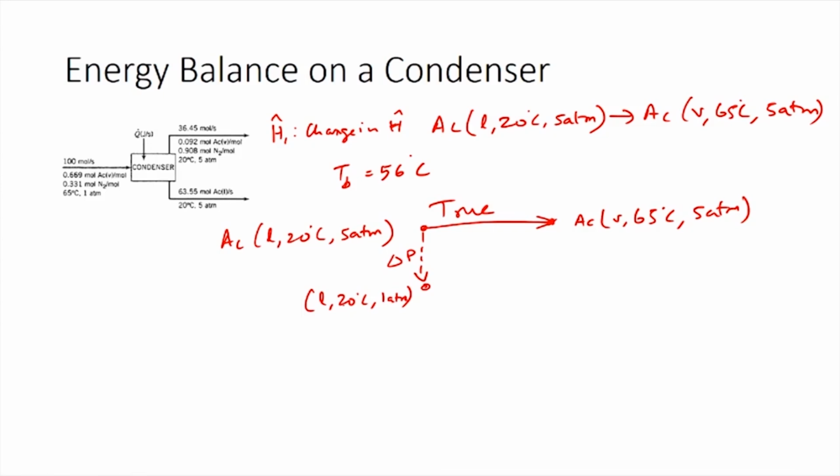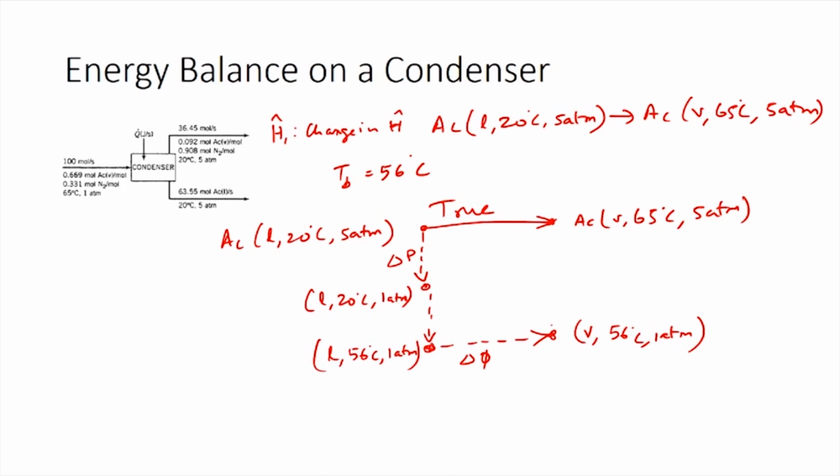The next step is to increase the temperature so that it reaches its boiling point. So, here it goes to liquid at boiling point, which is 56 degrees Celsius and 1 atmosphere, and from this it gets converted where the phase change happens. So, you have delta phi where only phase change happens to get to vapor at 56 degrees Celsius and 1 atmosphere.